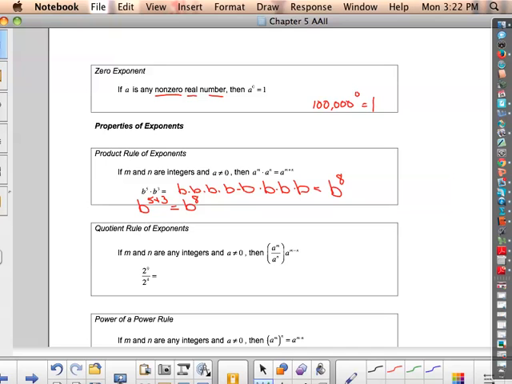The quotient rule of exponents: if m and n are integers and a is not equal to 0, then a to the m over a to the n becomes a to the m minus n. In this case, we have 2 to the 9th divided by 2 to the 4th. If you write all those out, you could just cancel all those 2's. But what it looks like is 2 to the 9 minus 4 becomes 2 to the 5th.